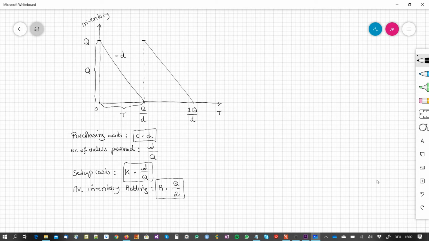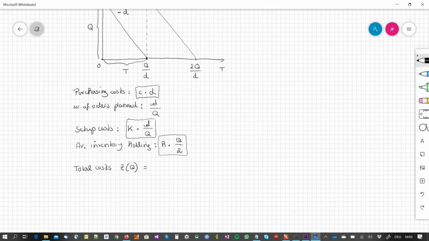So the total cost that we regard, denoted by zeta of Q, is now composed of the fixed ordering cost, or the setup costs, plus the purchasing costs, plus the costs for inventory holding.